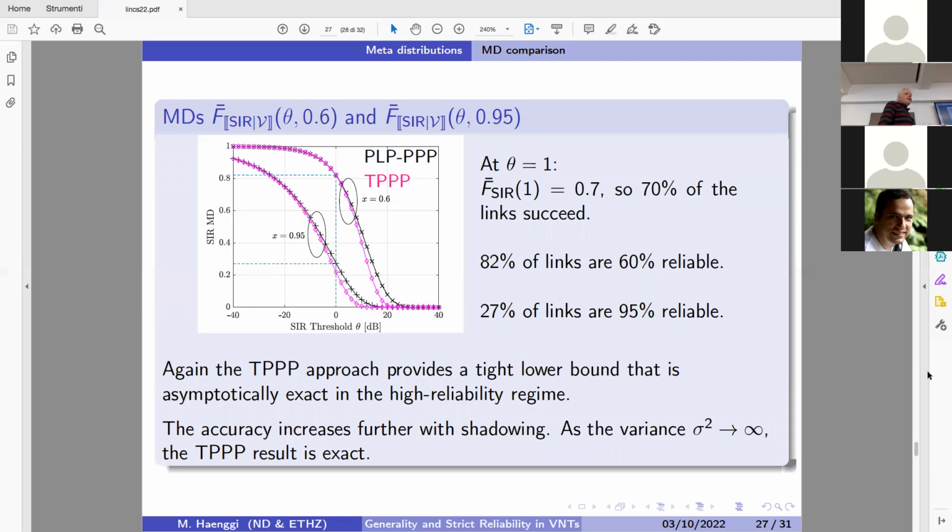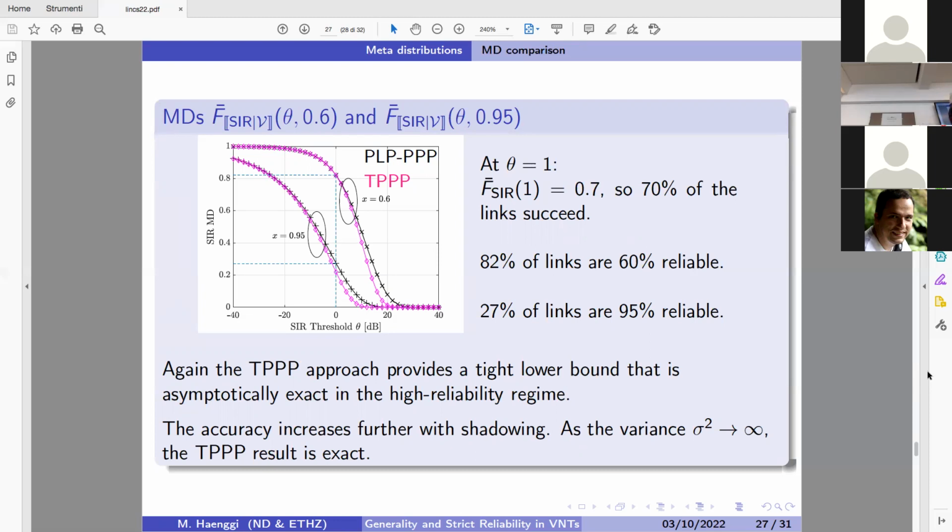So let's see how accurate the transdimensional approach is for this meta distribution. Here is a comparison again between the Poisson line process and its transdimensional version. If we set the reliability threshold at 0.6, we can plot this meta distribution as a function of theta, and we see that in this regime of high reliability, which is the most relevant, we get again asymptotically exact results, and only down here we get a bit of a gap, but that's not the region where we want to operate a network.